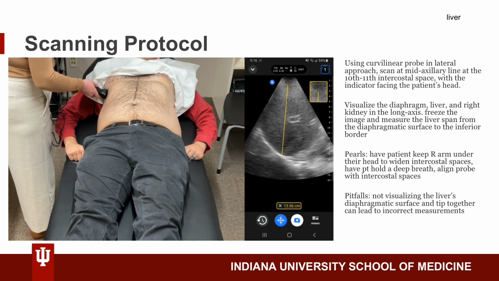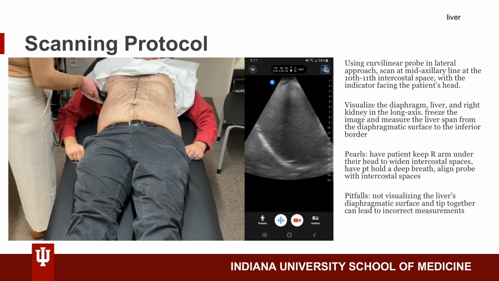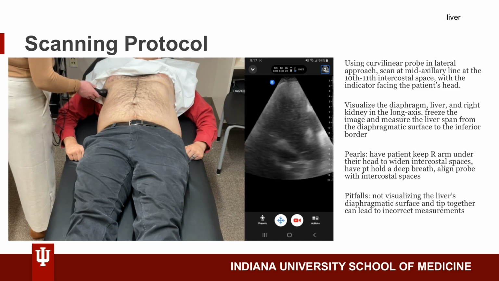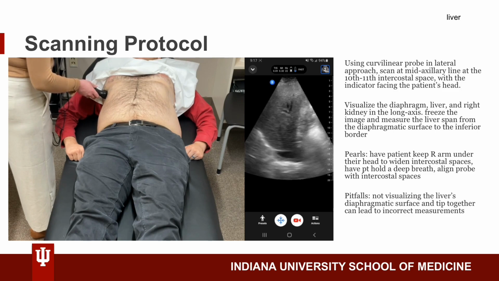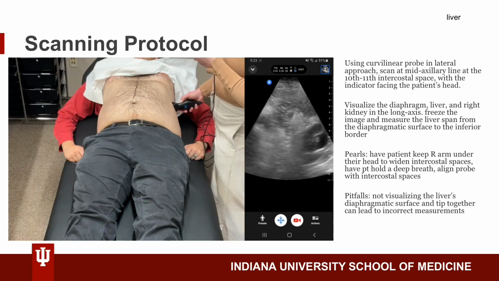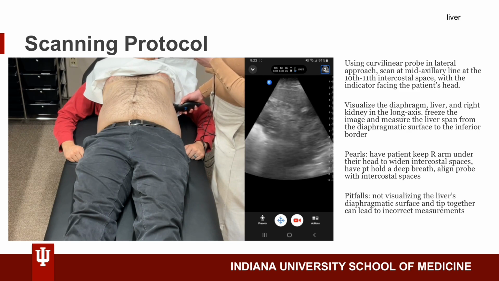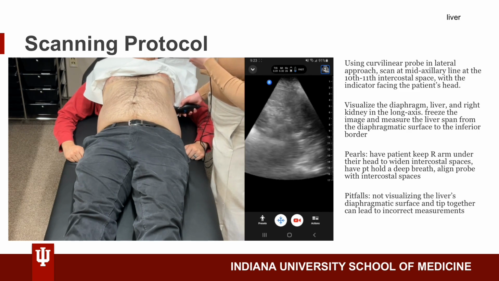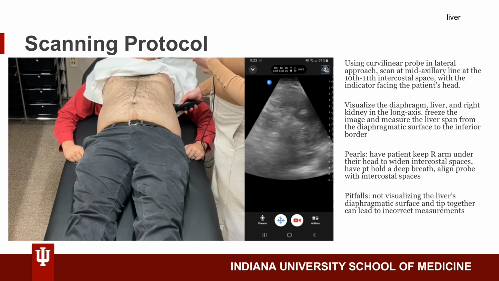For the liver exam, you're going to want your patient supine. You're going to be taking a lateral approach, scanning at the mid-axillary line between the 10th and 11th intercostal space, obviously with the indicator to the patient's head. For this scan, things you're going to want to visualize are the diaphragm, the liver, and the right kidney, all in long axis. Once you have obtained that, you can kind of see me do that in the video. You're going to want to freeze the image and measure the liver from the diaphragmatic surface to the inferior border, and then we'll talk about cutoffs for normal in the next slides.